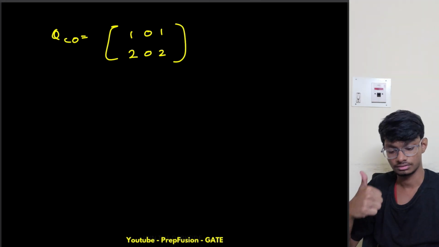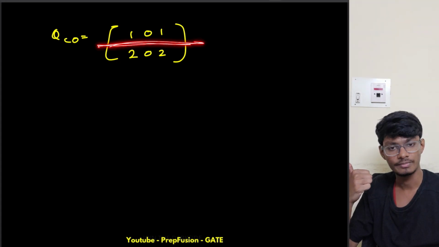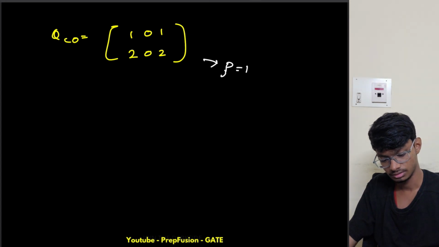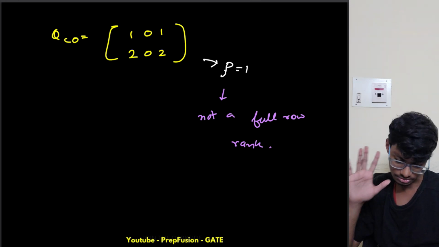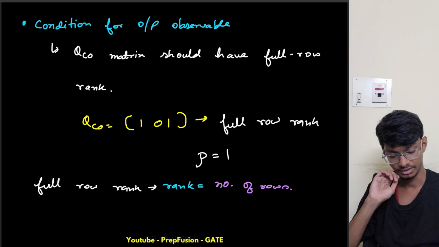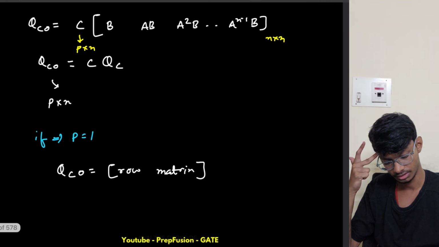So is this full row rank? No. Why? Because these two rows are dependent on each other, so I have only one independent row. So my rank will be 1, and this is not a full row rank. So in this case my output won't be observable. This was basically the example for observability. If it is full row rank, it will be observable, and if it isn't, then it isn't observable. So did I write it?